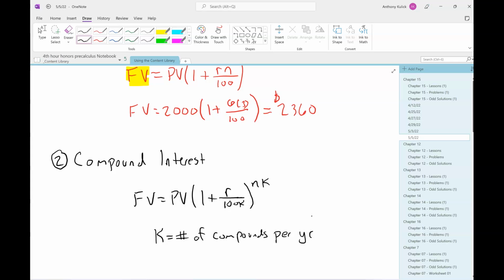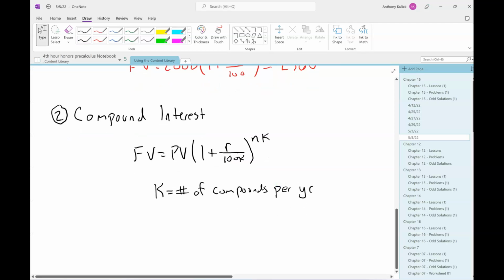Now, it's not paying the full interest rate 4 times a year. It's paying 25% of your interest each of those 4 times. So basically what I'm saying is that the value for K is always going to be expressed in words. So you actually have to read the problem pretty carefully in order to make sure that you're identifying the actual value for K.